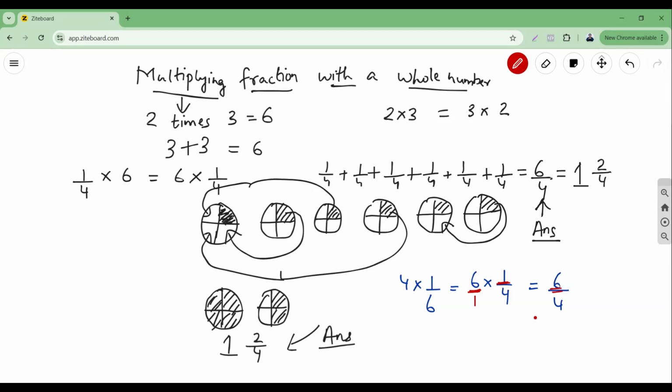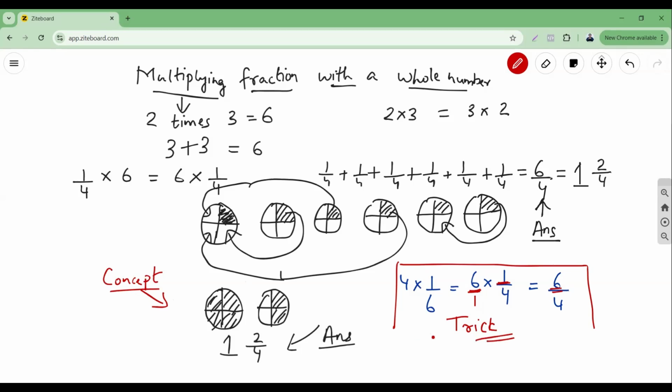This is a conclusion. But we don't know whether it will work for all kinds of fractions. That we will see in the next video. But as of now, we have come to this trick. Remember, this is a trick. But we learn how and why. This is the actual concept, the process. We have to understand the concept, but we can use the trick for our working.